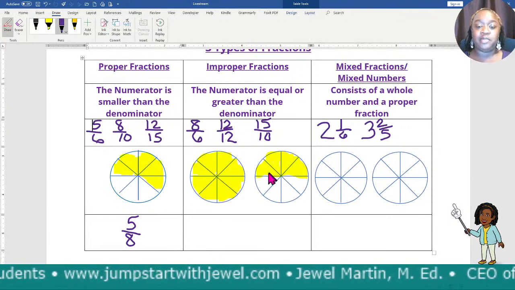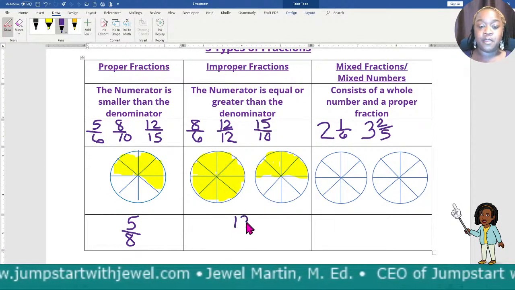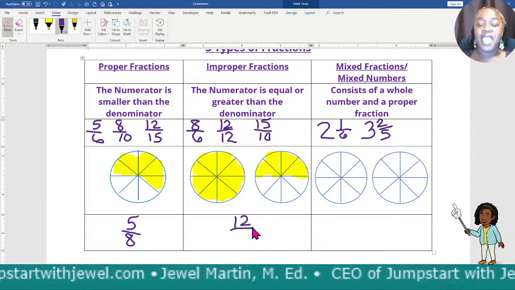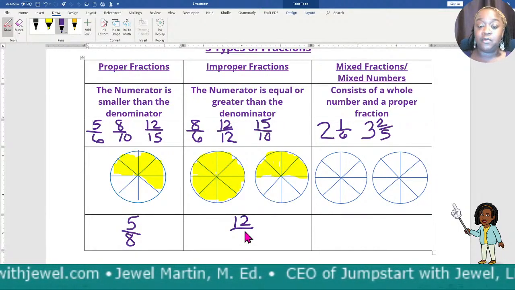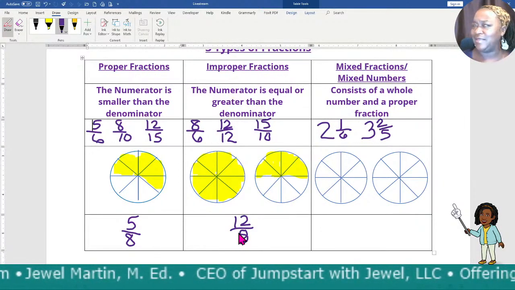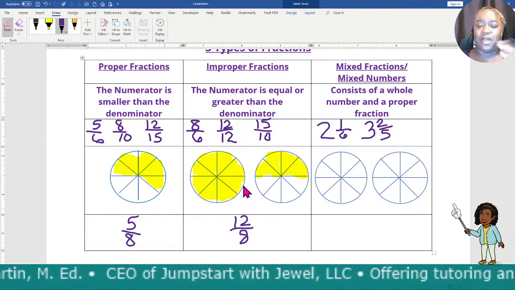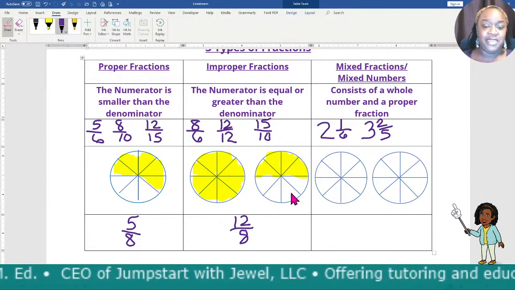So of course 8 plus 4 is 12, and then the denominator is still 8. And this is why when you look at an improper fraction, you're like, that doesn't make sense, because how are you going to have 12 and the denominator is 8? And that's why we're going to get into mixed fractions in a minute.